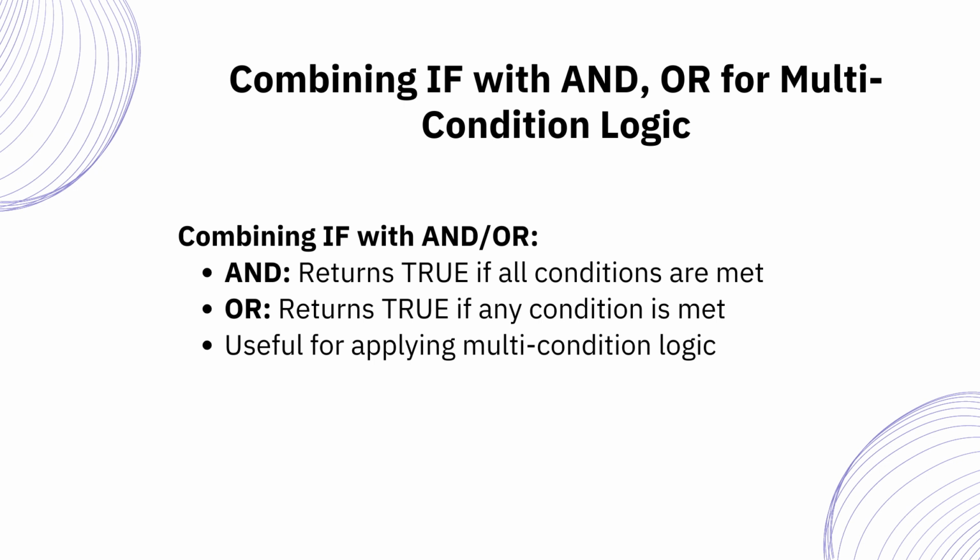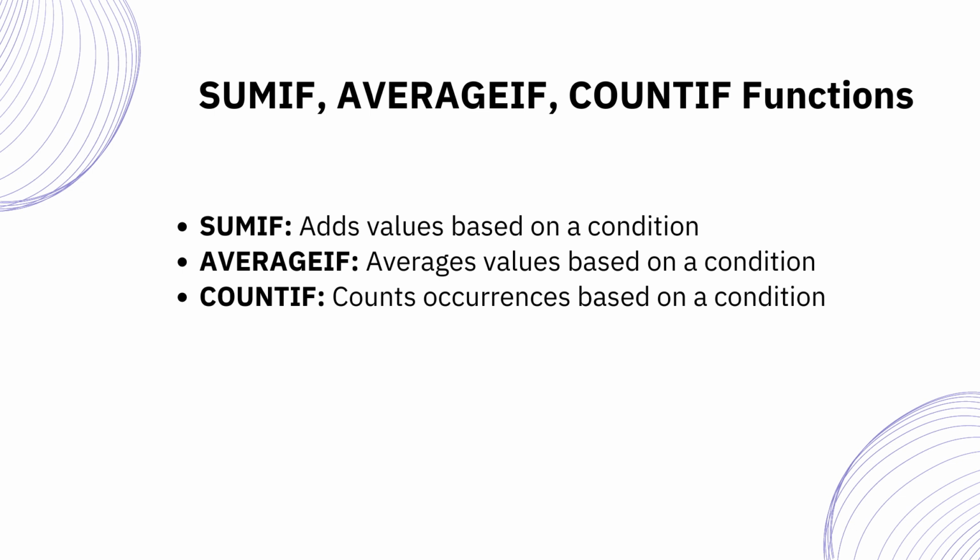The AND function checks whether all specified conditions are true, while the OR function checks if any of the specified conditions are true. Combining IF with AND or OR allows you to perform complex data analysis by setting multiple criteria for conditional logic. SUMIF, AVERAGEIF, and COUNTIF are powerful conditional functions that allow you to perform calculations based on criteria.